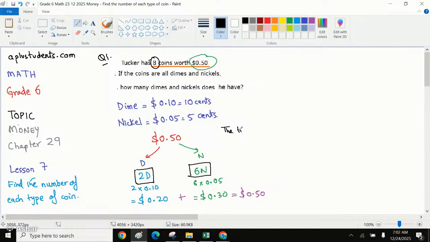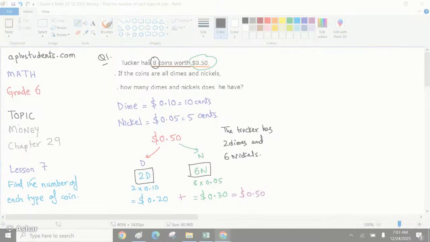The trucker has 2 dimes and 6 nickels. Why? Because the trucker had 8 coins in total. That means 2 plus 6 is 8. Agreed? Okay, that's good. Let's go to the next question. The next question we have is, let's copy this question.